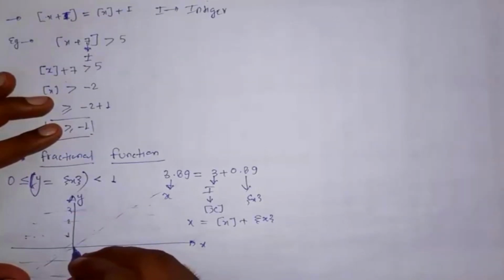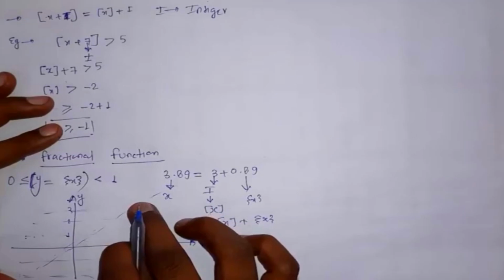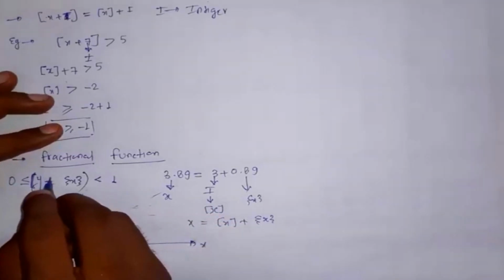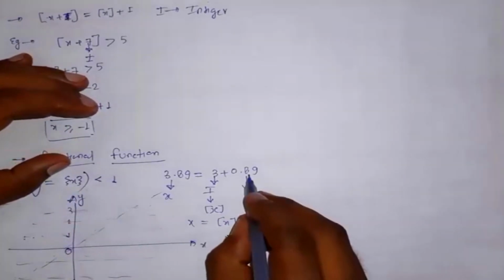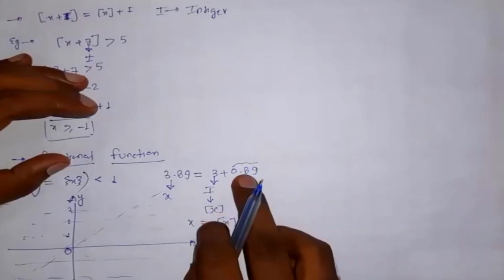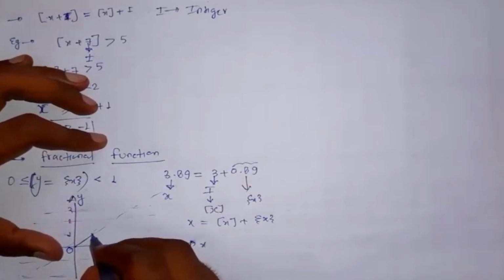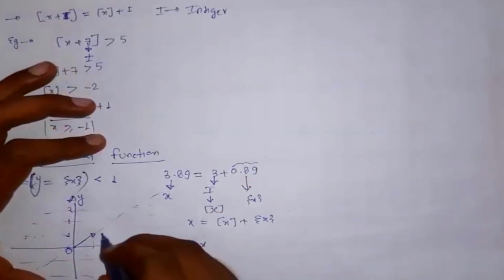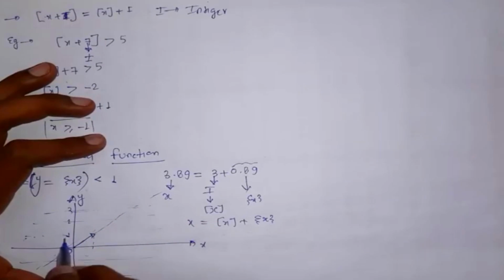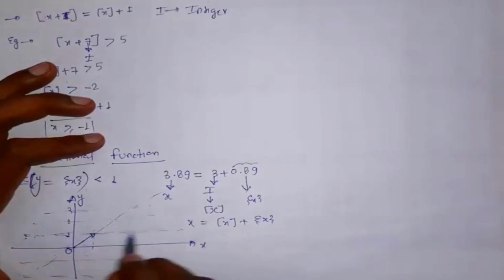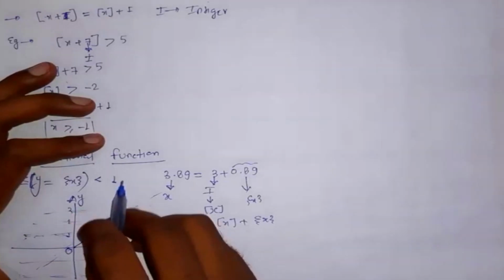Now we will project the portion of this line from 0 to 1, because the y value will lie in 0 to 1. The fractional value cannot go beyond 1. For example, this is 0.89, which cannot go beyond 1. So this will be the line y equals x. Now this portion of the line will be shifted downward to between 0 and 1, like this.